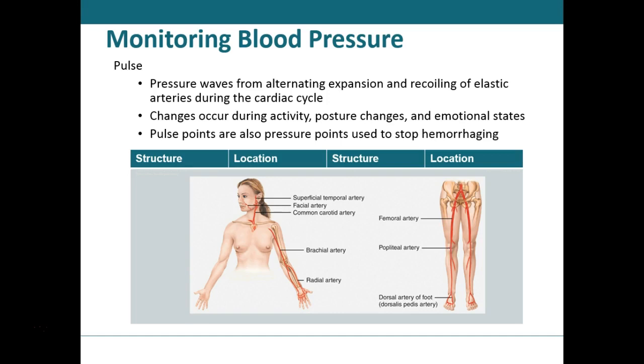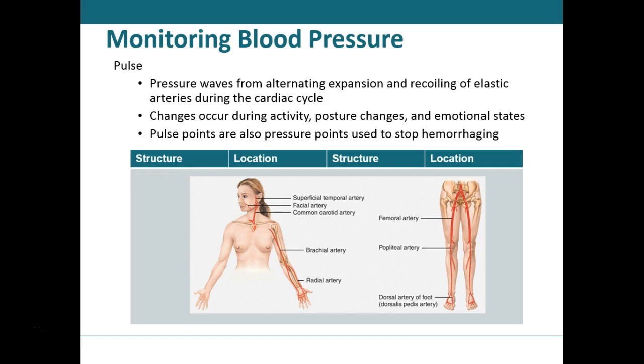The radial artery, everybody knows where that one is, right? The radial artery is there on the lateral aspect of the wrist. And the dorsalis pedis artery, sometimes just called the dorsal artery of the foot, is going to be superior to the instep of the foot.